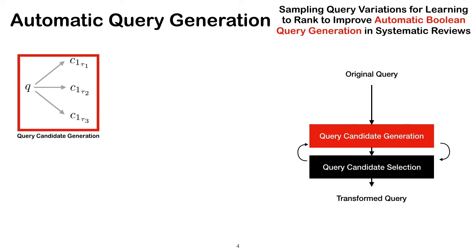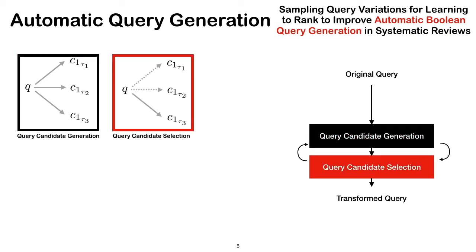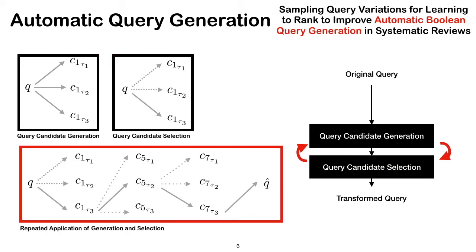These variations are generated by modifying a single aspect of a query. Next, one candidate is selected by ranking the variations and then taking the candidate most likely to be the best refinement. Finally, this process of query candidate generation and query candidate selection is repeated to form a chain of transformations, where the end is the final chosen query.